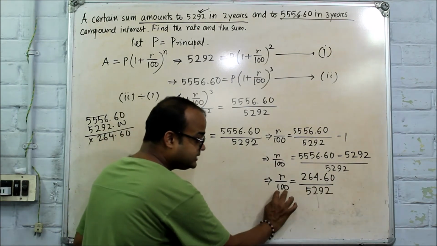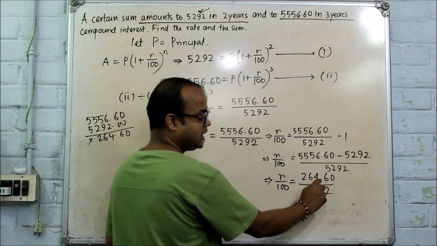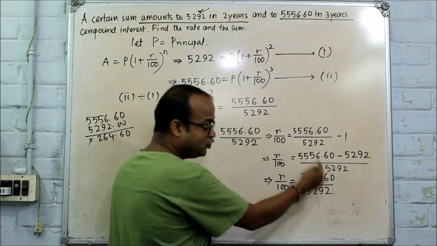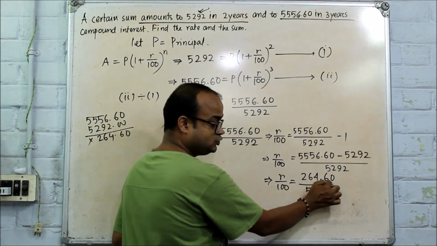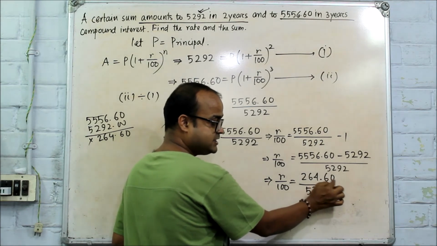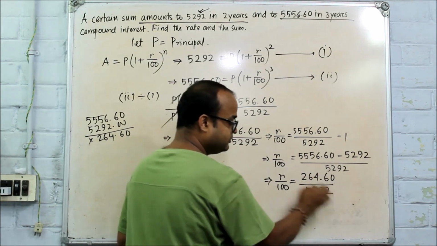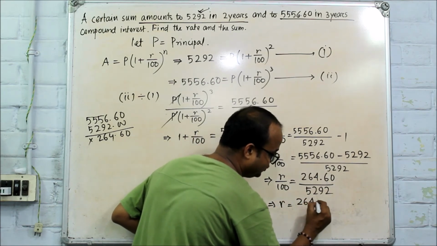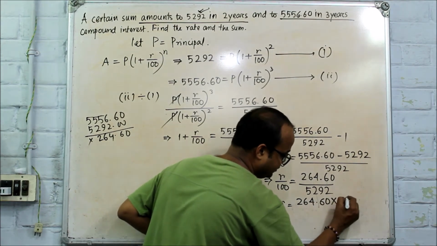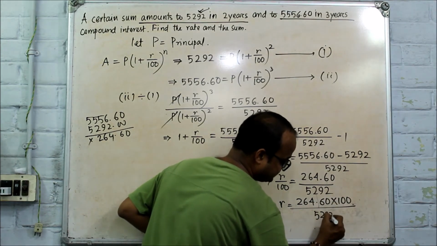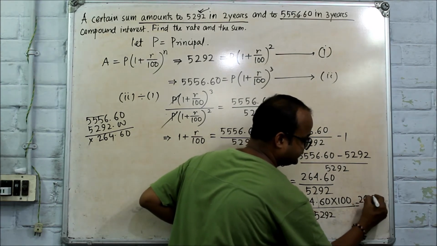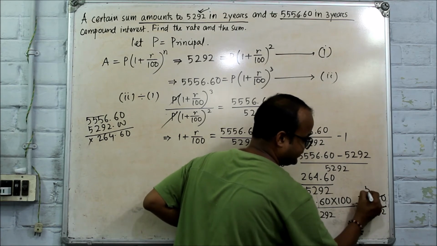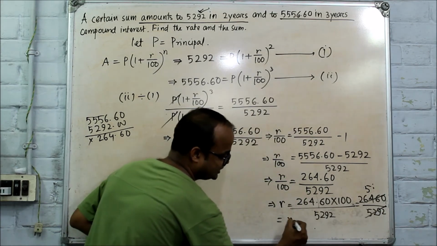Now next I take this 100 to the other side. Here after decimal 2 places are there. If 100 is in the denominator, when it goes to the numerator, 0.60 multiplied with 100, you will remove this decimal part. So R is equal to 264.60 into 100 by 5292. So this will become 26460 by 5292. Cancel 5. So R is coming as 5%.